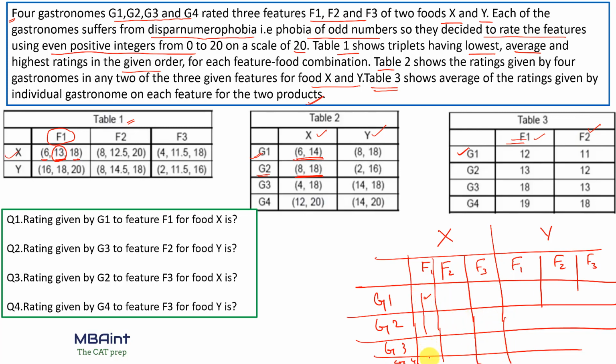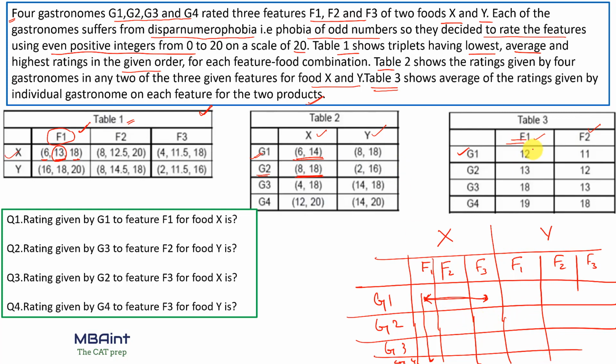Now what is along this column? Table 1 would give the values along this column, the lowest value, the highest value and the average of all the values. So along the column we'll use table 1. What is table 2? Table 2 shows that for each of the rows we have 2 out of, in these 3 cells we have 2 out of 3 values, right? Similarly for each of these 3 cells we know the values.